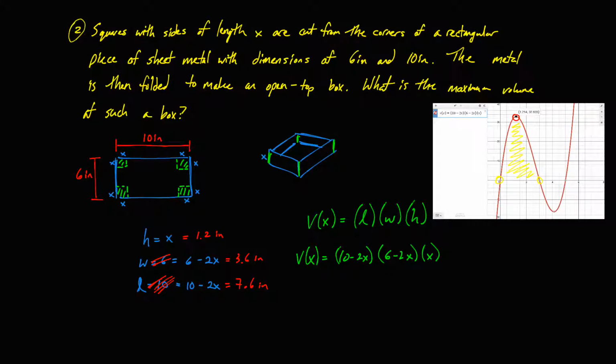And actually, I think I should take that back because it's asking for your volume here. So your maximum volume is actually going to be this output, which is 32.8. Always read the question, guys. So V of x is equal to 32.8, and don't forget your units, inches cubed here for volume.